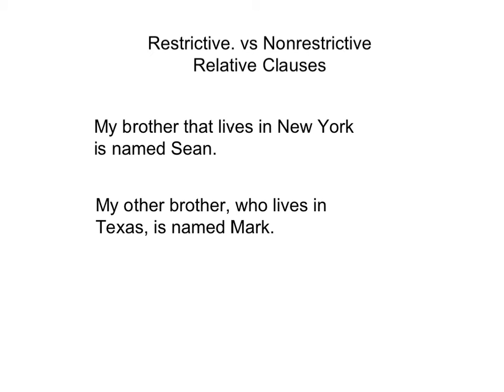So in the sentence above here, you see, my brother that lives in New York is named Sean. That is the relative pronoun. That lives in New York is the relative clause. Now, you don't know how many brothers I have. My brother that lives in New York is named Sean. You know that one of my brothers is named Sean, and that brother is the one that lives in New York. That is restrictive. That information is important for you to understand the meaning of what I'm saying.